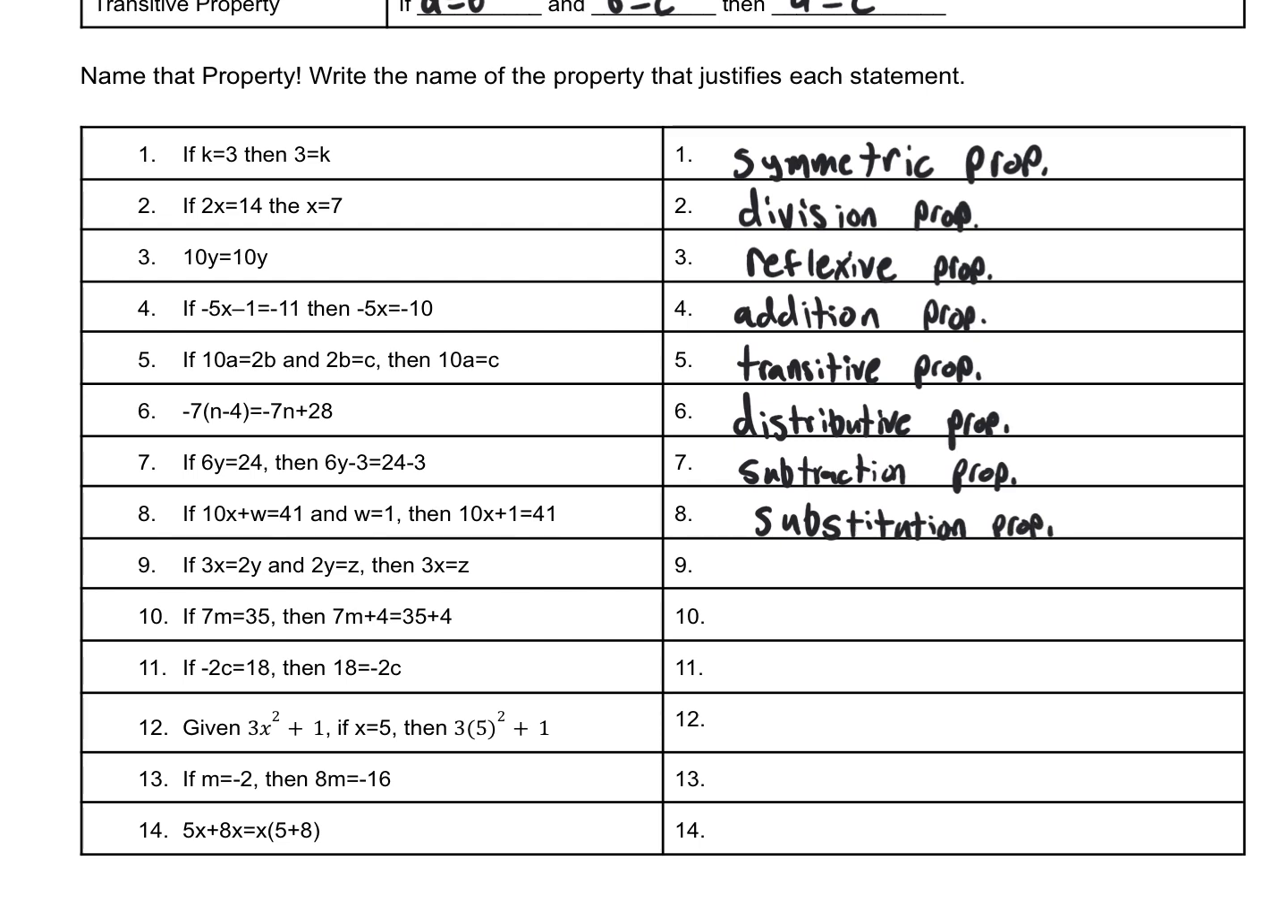Number 9, if 3x equals 2y and 2y equals z, then 3x equals z. That is the transitive property. Number 10, if 7m equals 35, then 7m plus 4 is equal to 35 plus 4. Notice I've added 4 to both sides, so that is the addition property.